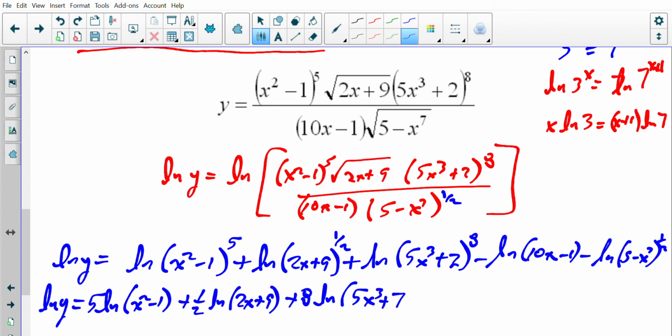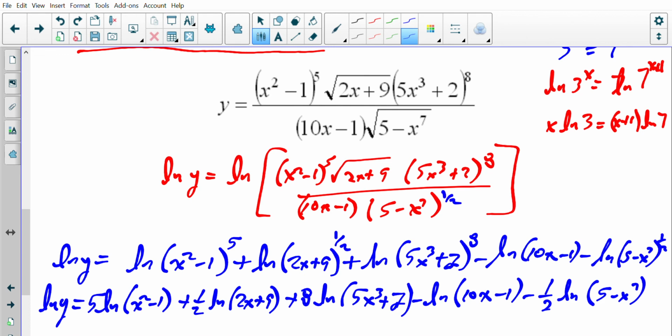That's 7? 2, I guess it is. Can't make up my own writing. So 2. No exponent on this one, so it just stays natural log of (10x minus 1). There is an exponent on this one of 1/2, natural log of (5 minus x to the 7th).